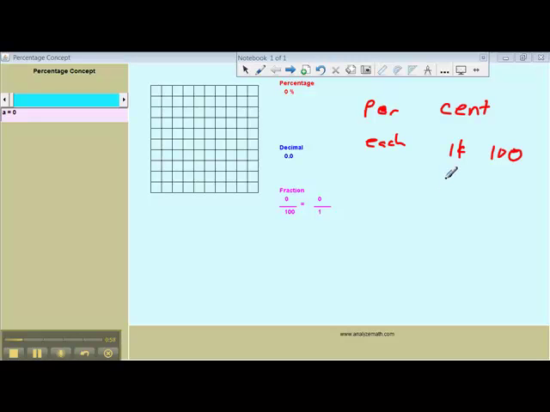Or we might think of the word century, and there are 100 years in a century. So we can see that cent means 100. So each 100 or per 100. And we can think of it like a fraction or a decimal. So if we have this here, this is what percent, what part of 100.